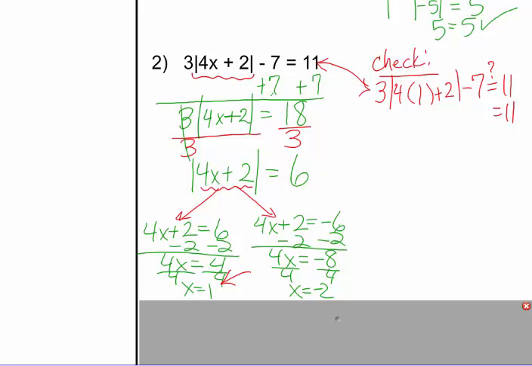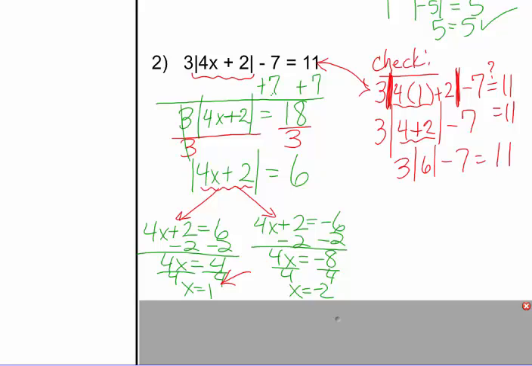So we go inside the absolute values. Absolute values are like grouping symbols. So you go inside the absolute value. 3 times the absolute value. You do the multiply part first. 4 plus 2 minus 7. Finish inside the absolute value. 3, absolute value of 6 minus 7. Then you actually do the absolute value part. So 3, now it's a times 6. Just the 6, no absolute value, because the absolute value of 6 is just 6. So 3 times 6 is 18, minus 7, 18 minus 7 is 11. That did equal 11, so it works.